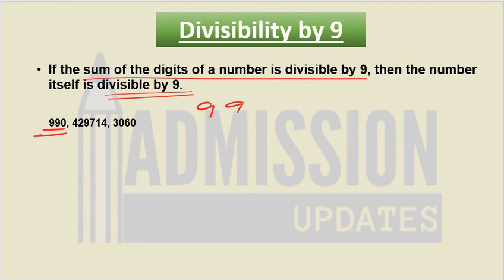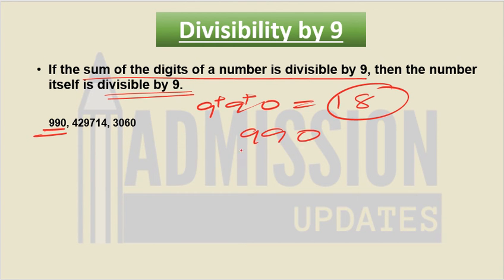Here it is 990. We will add 9 plus 9 plus 0. This is 18. 18 is a multiple of 9. Yes, so this number will also be divisible by 9. We can check it. 9 1s are 9. So this number is divisible by 9.